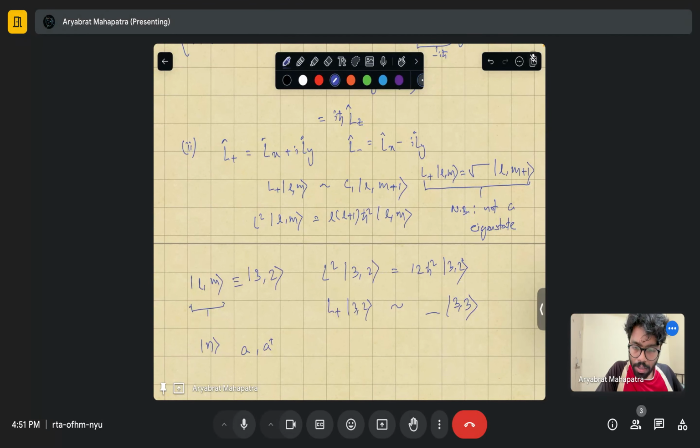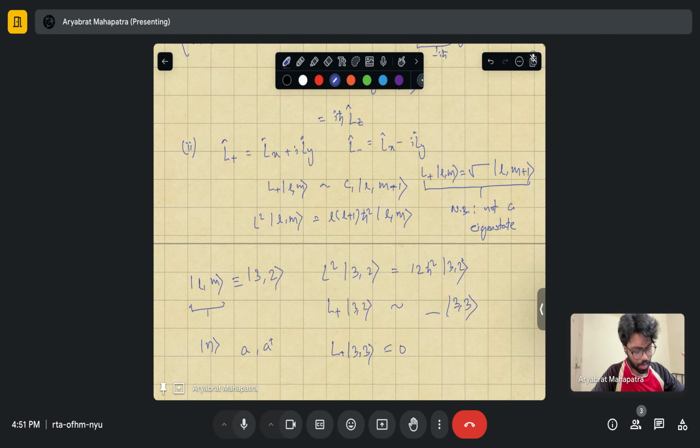For example, your LM state is |3,3⟩. If you operate L plus on that, it will not change, because this is the maximum state. What happens when you operate L plus on this |3,3⟩? It will be 0, because there is no other state above it. It cannot go any further up, because that is the limit.